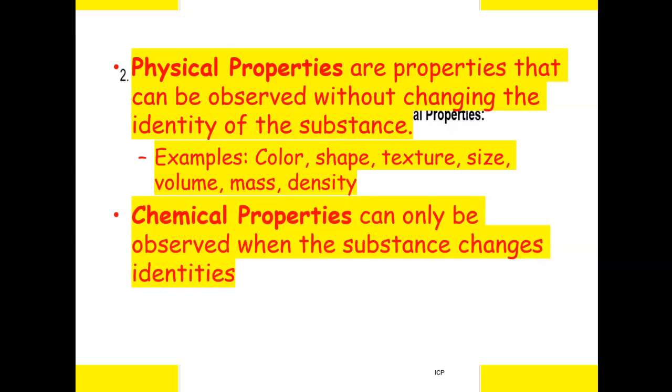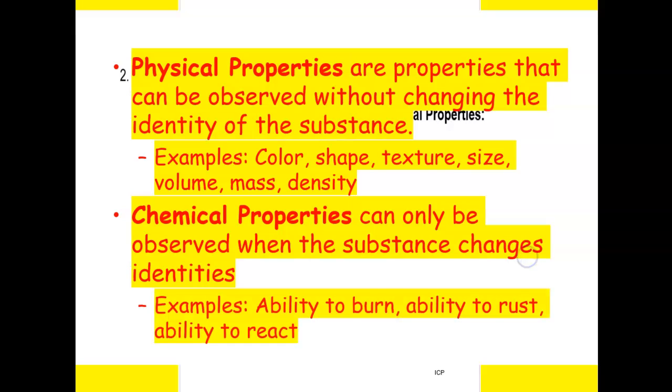Chemical properties are properties that can be observed by changing the identity of the substance. Excuse me. Examples would be the ability to burn, ability to rust, or ability to react.